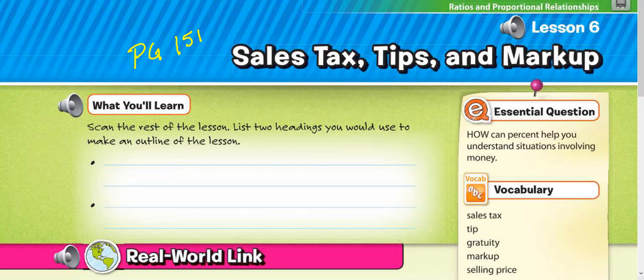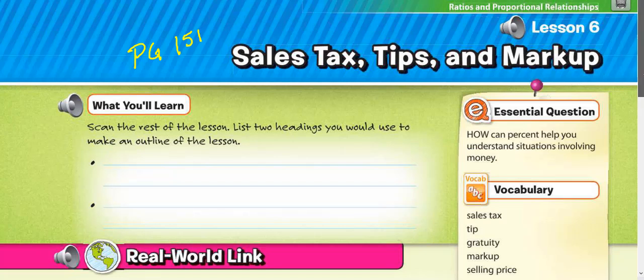If you're selling a product, you buy Takis, and you buy them for 50 cents a bag, and you decide to sell them for $1 a bag, there's a markup. You're the seller, you're getting a markup. That's how you make your profit.